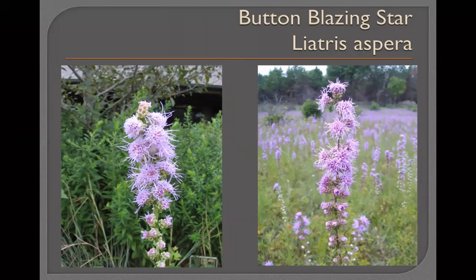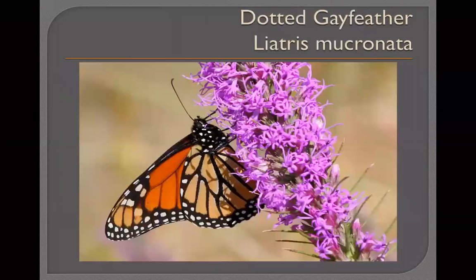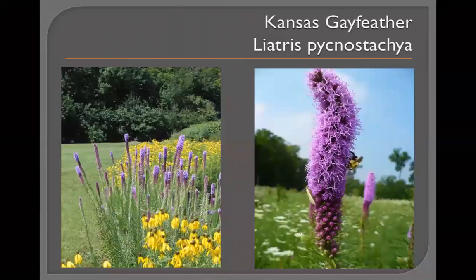This is button blazing star, which needs more consistently dry soil and blooms in the late summer here in south central Kansas. A shorter form, again needing drier conditions, is dotted gay feather, Liatris punctata. It only gets maybe 18 to 24 inches tall and again blooms later in the season. Kansas gay feather is a little more adaptable, and can go from wet to a little bit more on the drier side.